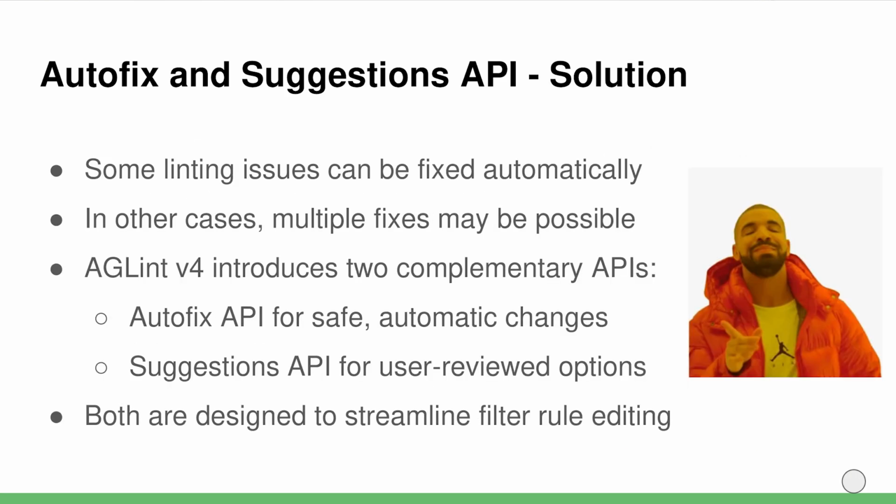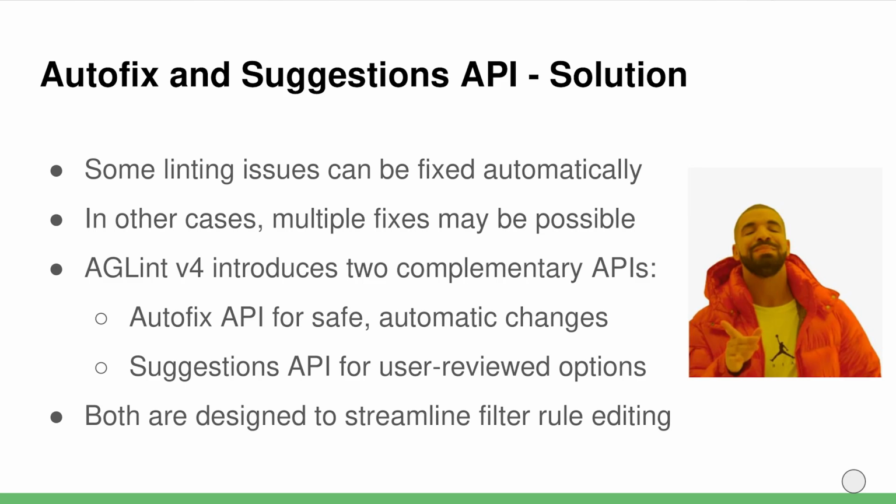Let's now talk about one of the most user-facing improvements in AGLint version 4. How we help users fix problems in their filter lists. Sometimes when the linter detects an issue, there is a clear and safe way to fix it. In those cases, we can just apply the fix automatically.